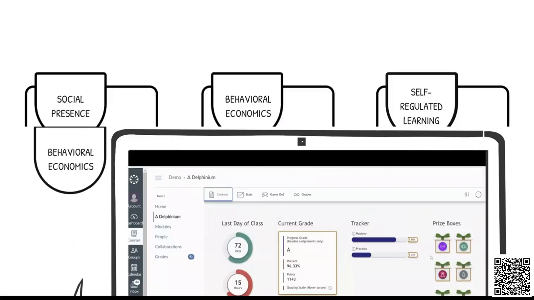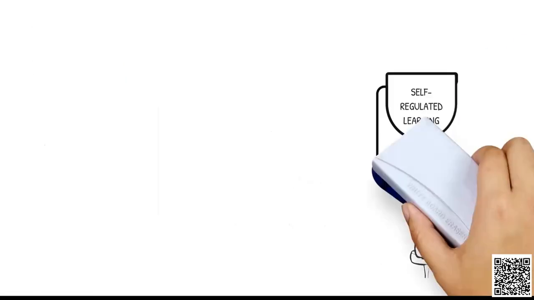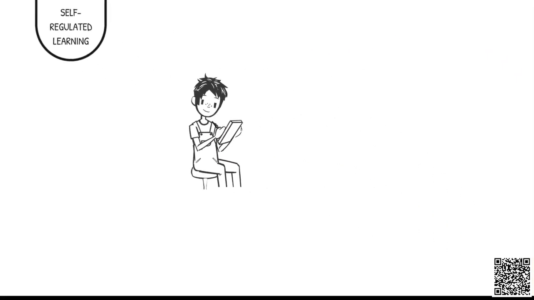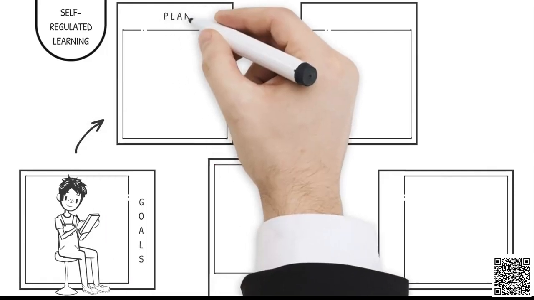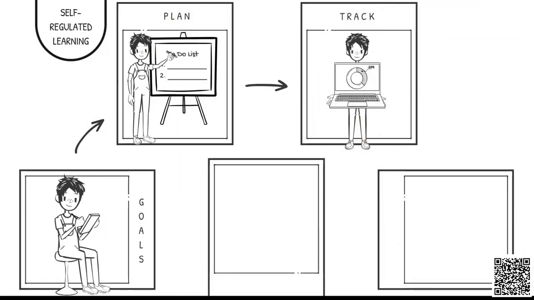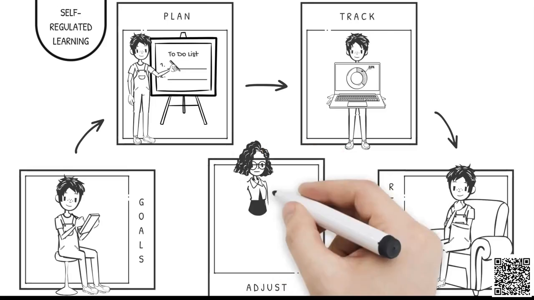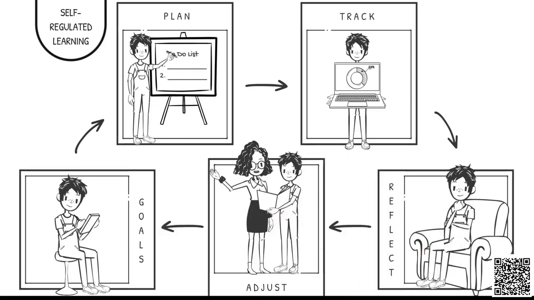Right. It's about finding that sweet spot where those external motivators actually enhance, not hinder, a student's own desire to learn. And that ties into the third piece of the puzzle, self-regulated learning. It's about how learning is a cycle. Students need to set goals, make a plan, track their progress, reflect on what they've learned, and then adjust based on feedback. Think of it as giving students the tools to manage their own learning journey.